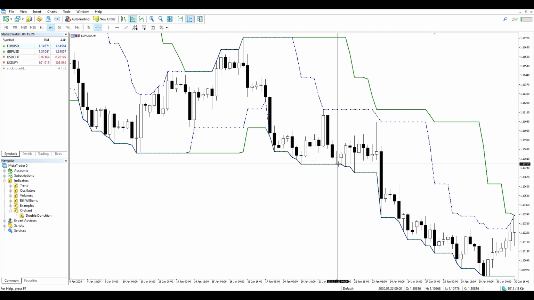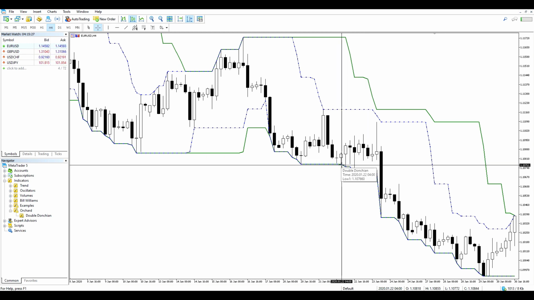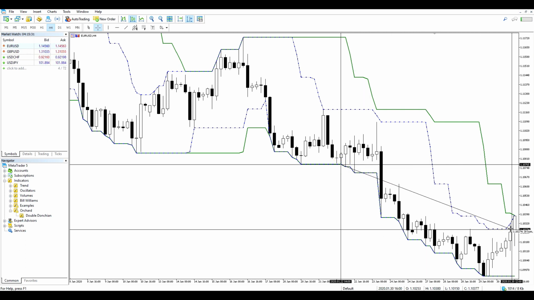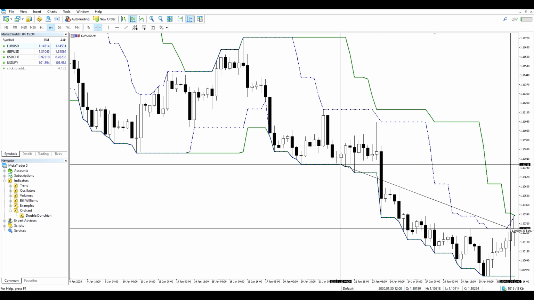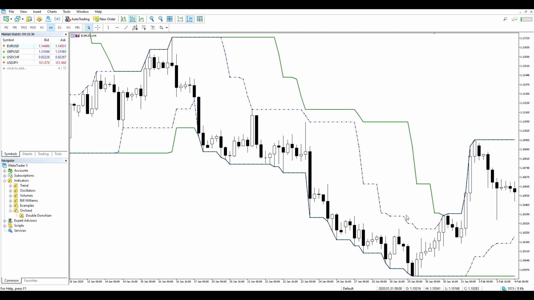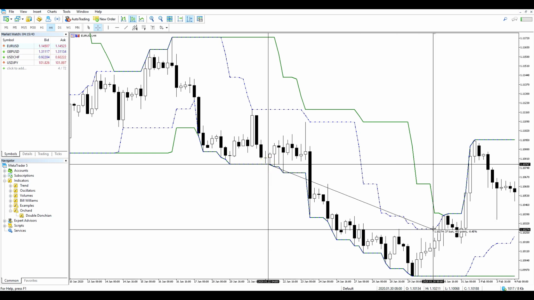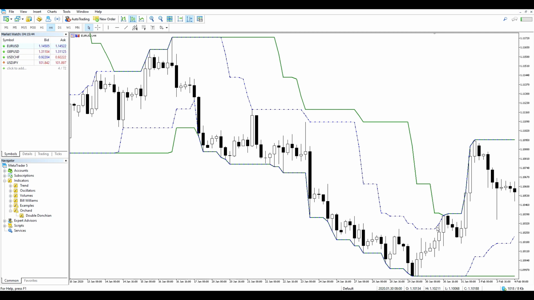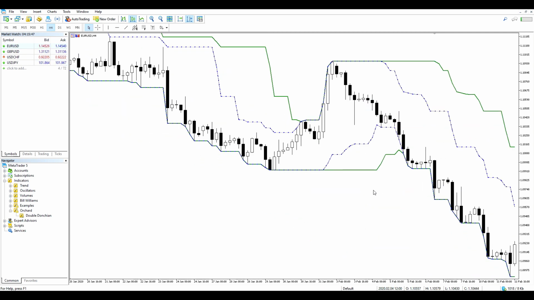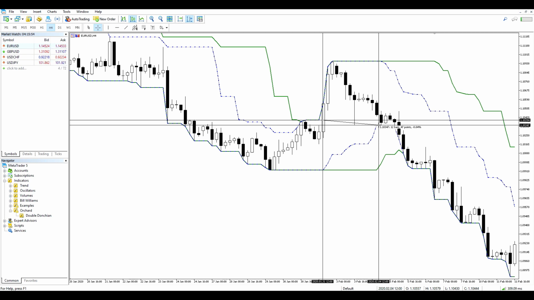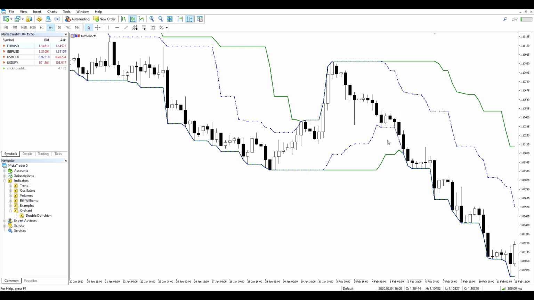But then a second entry here, a second entry here for a profit of 483 points. Buy trade here for a small loss of 47 points.